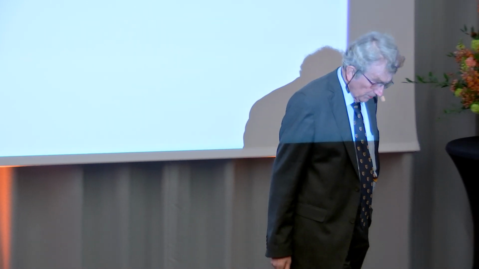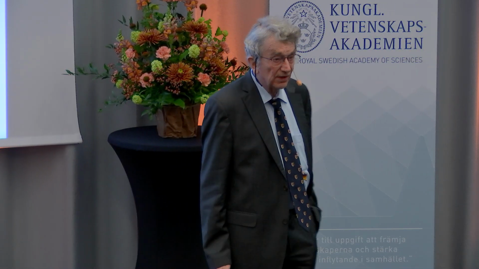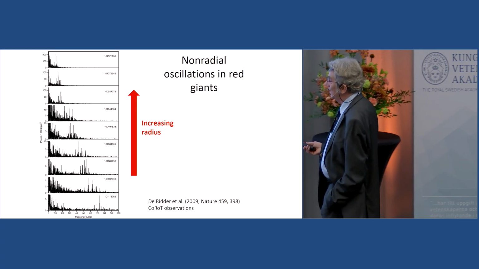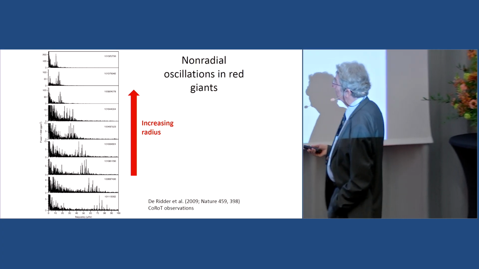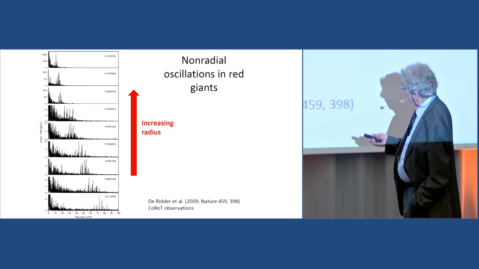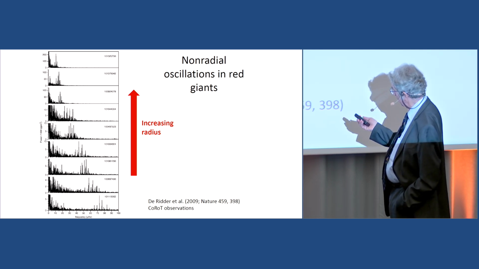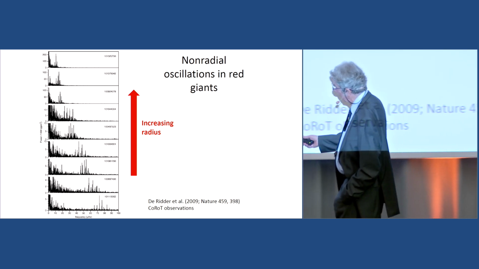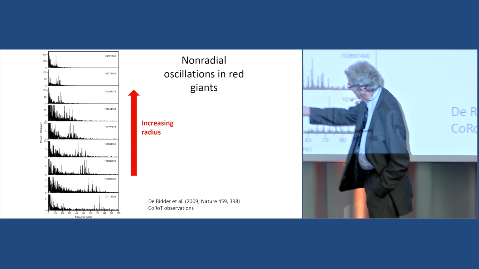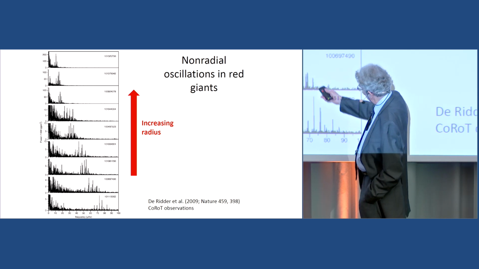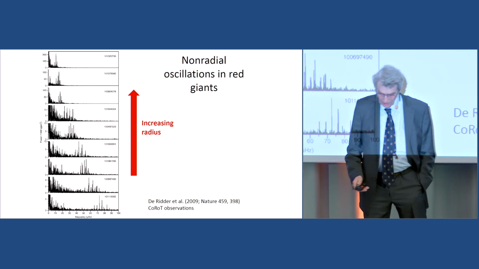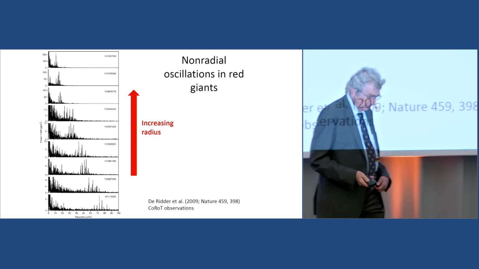So why is that important? Well, it's important because we can use that to study the Milky Way galaxy. And the reason for that is that we actually see solar-like oscillations in red giants. These are observations from a different space mission called CoRoT, showing, again, these power spectra of frequency and power for a range of red giants. And you see the frequency gets smaller and smaller as we move up. And that's simply because the radius increases.